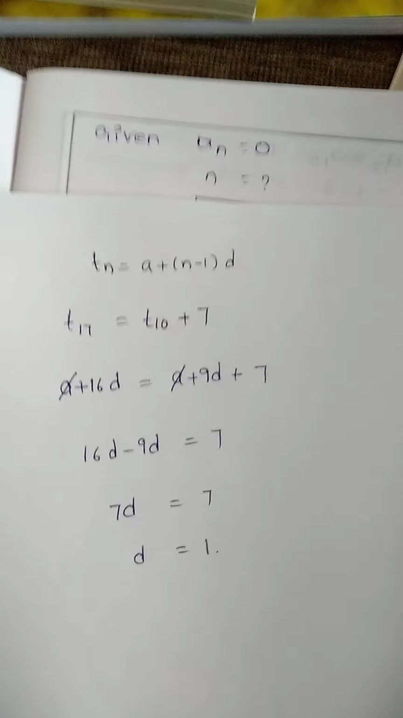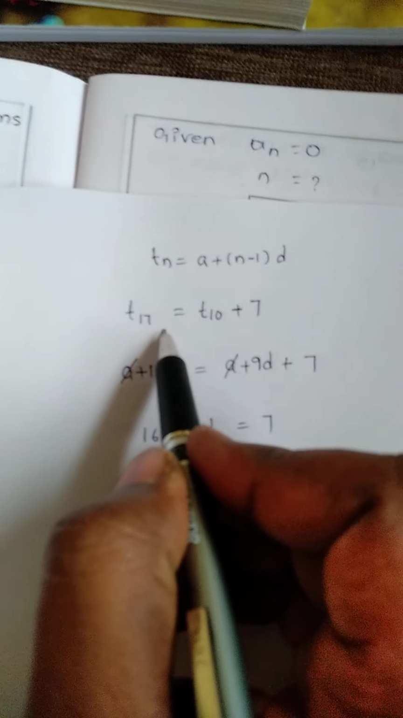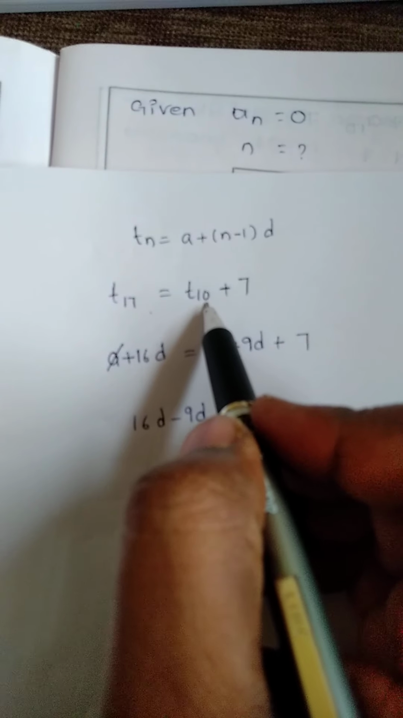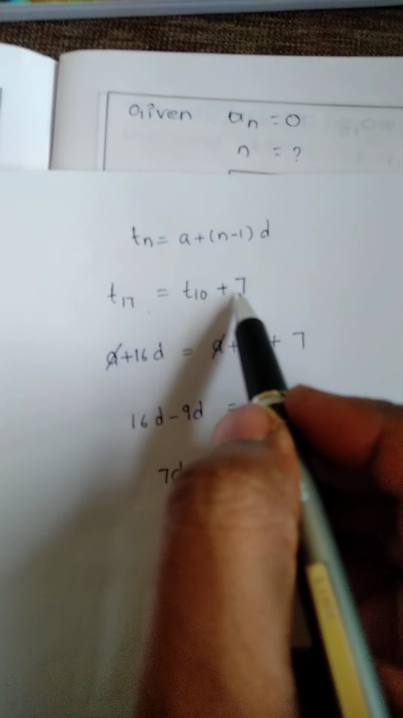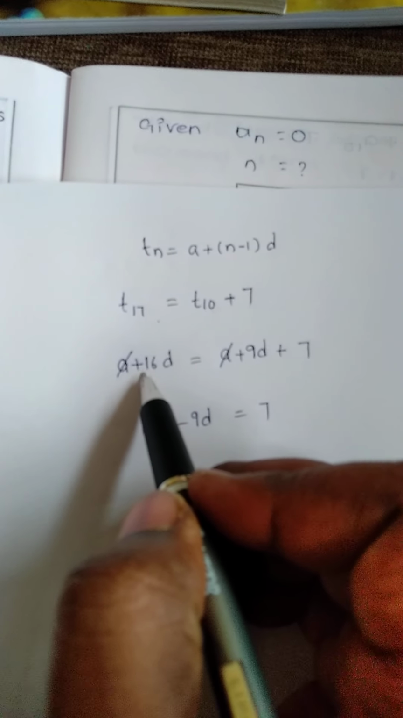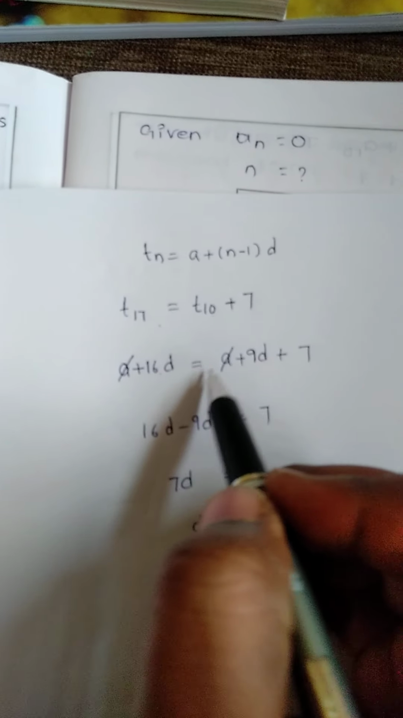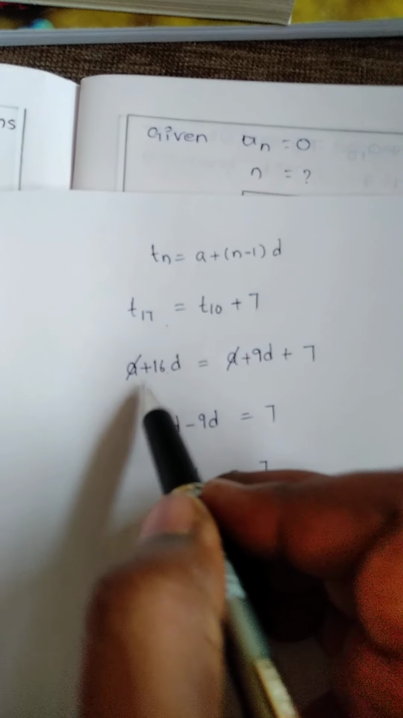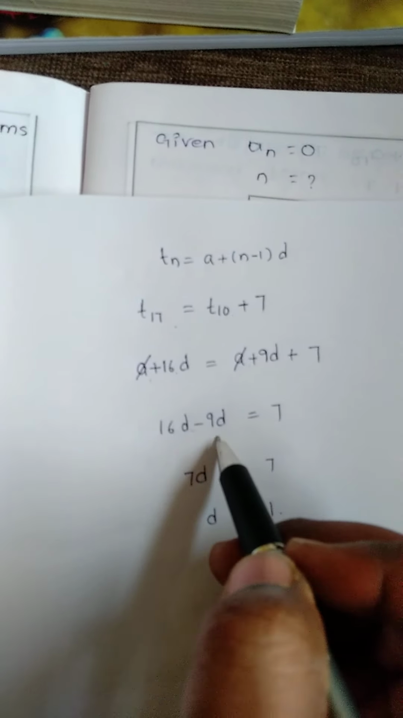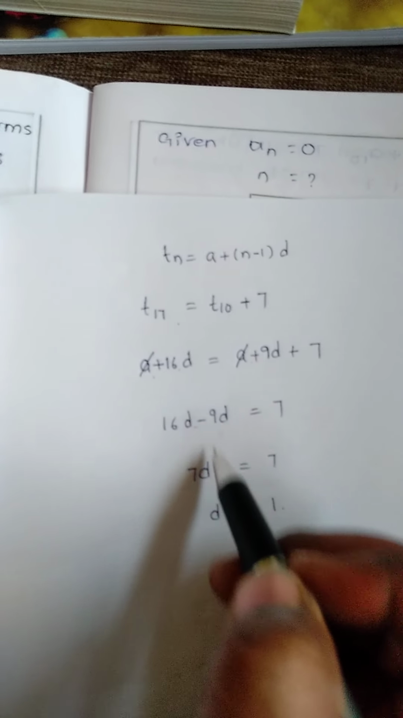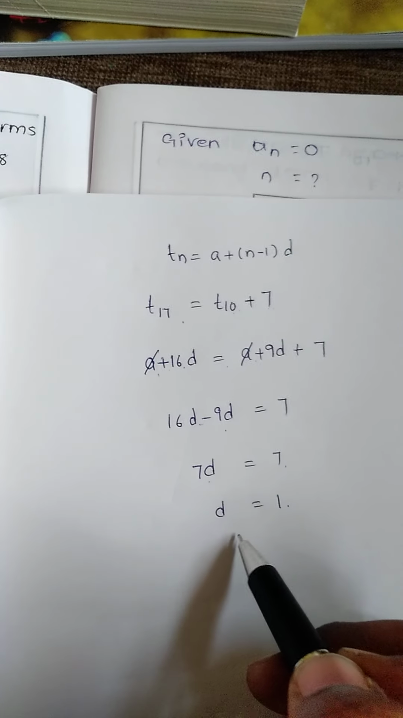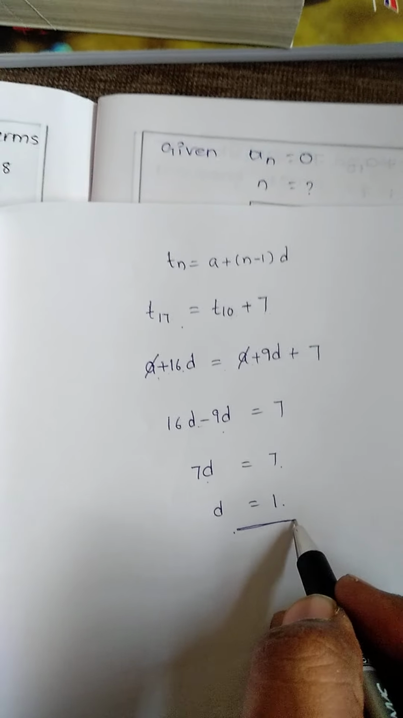Easy way, just observe here. The 17th term is 7 more than the 10th term, meaning T17 is equal to T10 plus 7. So T17 is A plus 16D, which is equal to A plus 9D plus 7. A gets cancelled. Then 16D, with 9D coming to the other side, minus gives 7D. 7D is equal to 7. 7 gets cancelled. D is equal to 1.